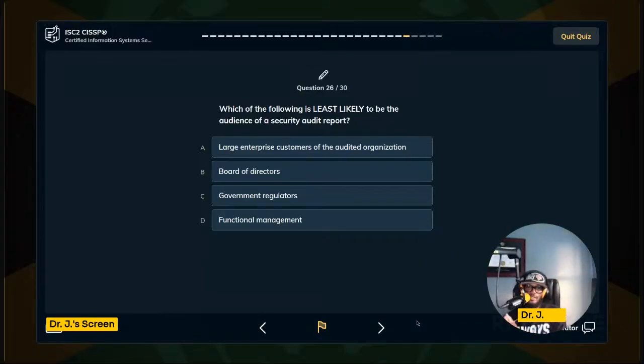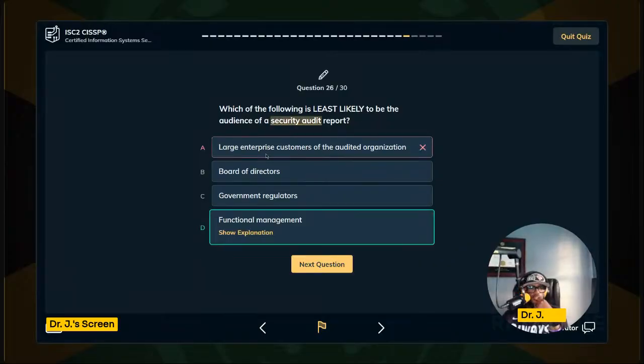All right, which of the following is least likely to be the audience of a security audit report? So your board of directors, I think yes. Government regulators, functional management. I think it's going to be alpha. Wow, what? Functional management.